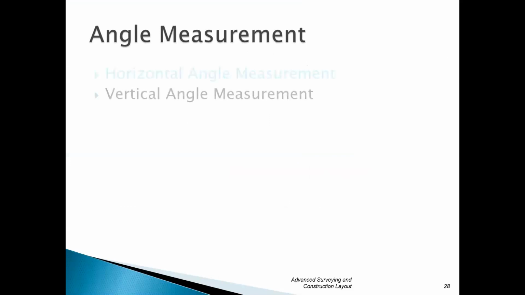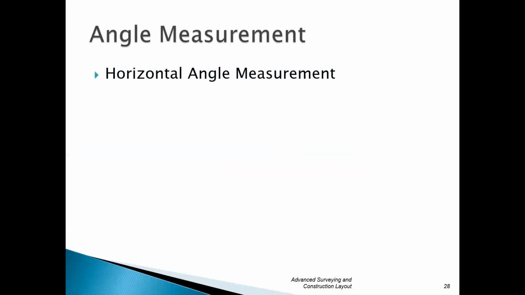Okay, so let's take a look at angle measurement. Angle measurement really falls into one of two classifications: either the horizontal type of angle or the vertical type of angle. Horizontal angle measurement is primarily going to be used for position. And that's going to, by and large, be what you're going to be doing the most in this class.